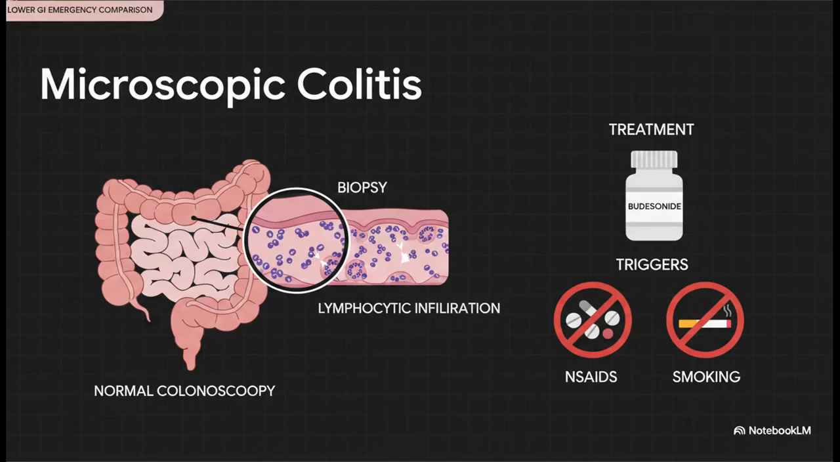Let's pivot to a completely different presentation. We're talking chronic, watery, non-bloody diarrhea, classically in an older woman. If you do a colonoscopy and it looks completely normal, but the biopsies come back showing lymphocytic or collagenous infiltration in the lamina propria, you're dealing with microscopic colitis. First step, stop their NSAIDs, PPIs, SSRIs, or smoking, and start antidiarrheals. If the disease is being stubborn and persists, your targeted treatment is budesonide.